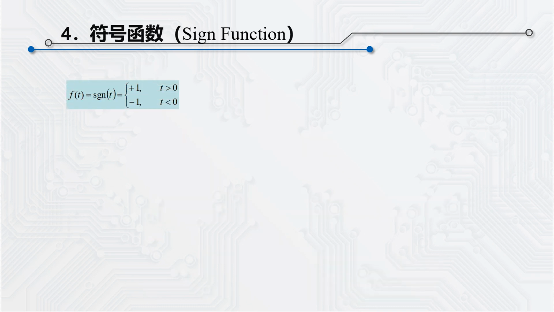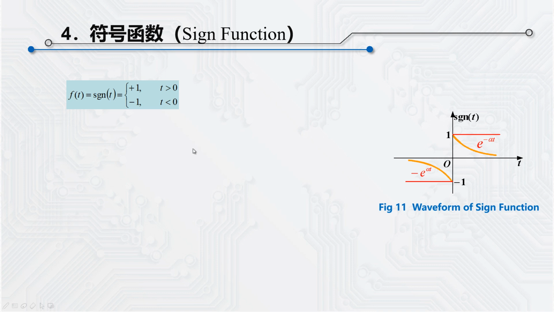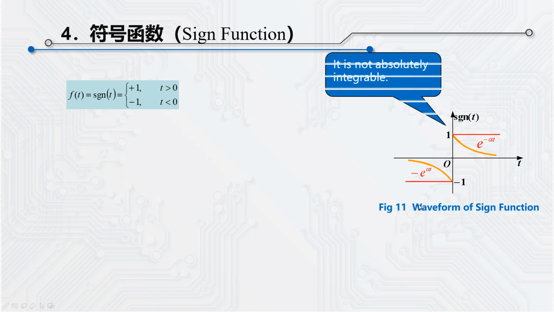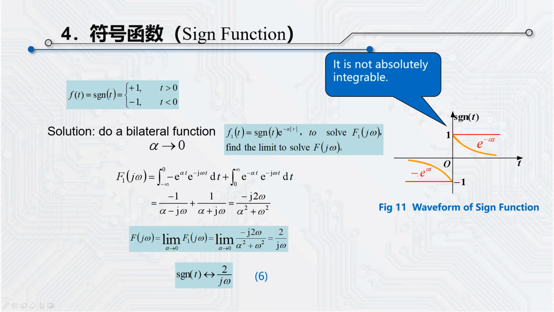Let's move on to sine function. This is the mathematical model of sine function, and this is its waveform. Obviously, the sine function is not absolutely integrable. We can make a bilateral function. In such a bilateral exponential function, when alpha approaches 0, this bilateral exponential function approaches to be a sine function. According to the definition of Fourier transform, we can get the Fourier transform of the sine function. Its spectral density function is 2 over j omega.